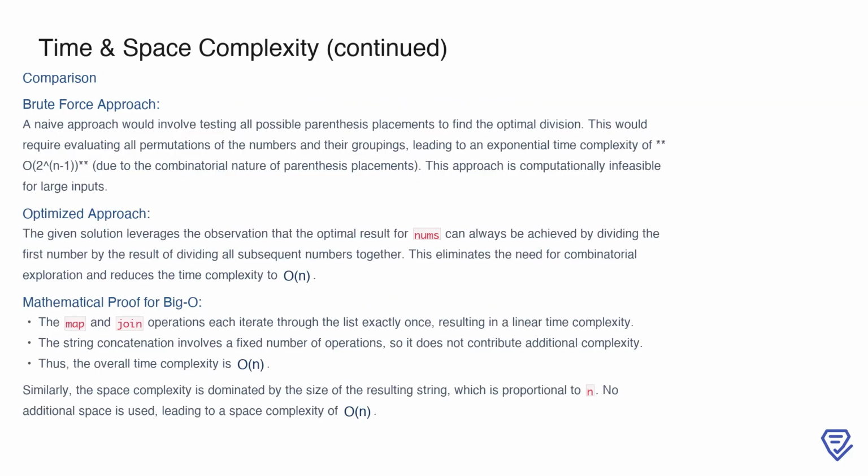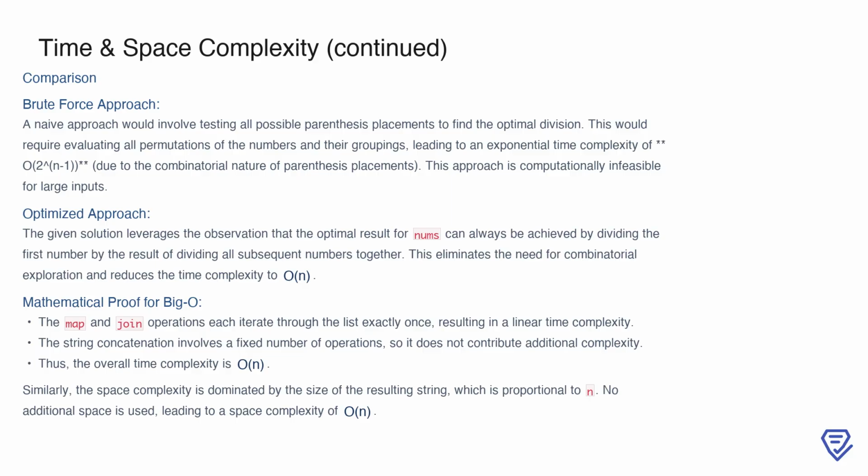To put this into perspective, consider the brute force approach to this problem. A naive solution would involve testing all possible ways to parenthesize the numbers in the list to find the optimal division. This would require evaluating all possible groupings, leading to an exponential time complexity of O(2^(n-1)). Such an approach quickly becomes infeasible as the size of the input grows. By contrast, the optimized solution takes advantage of the mathematical insight that the optimal result can always be obtained by dividing the first number by the result of dividing all subsequent numbers together.